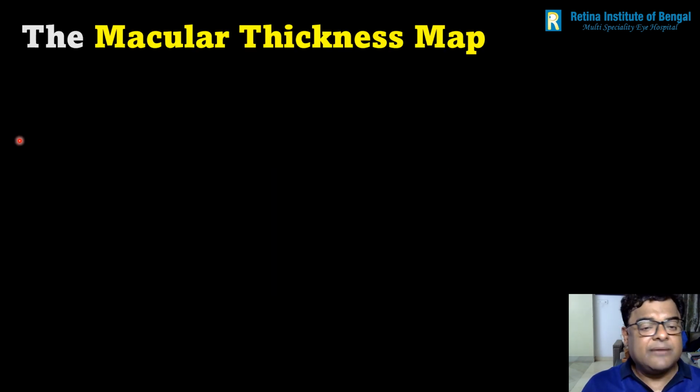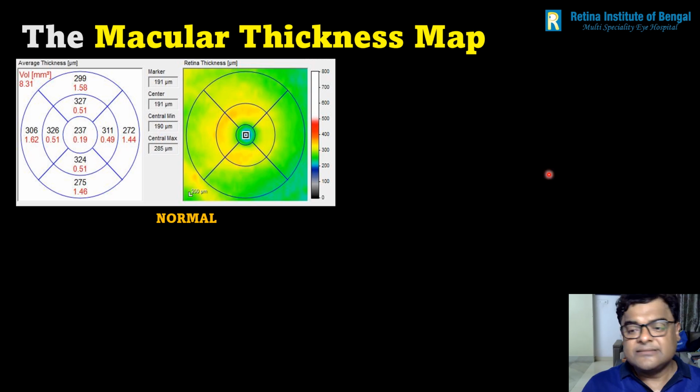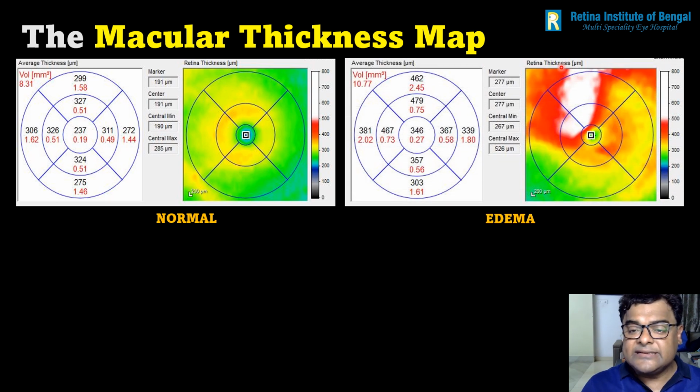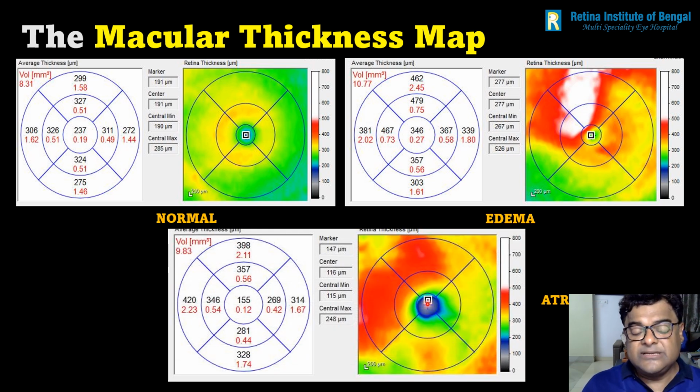Next, you look at the macular map. The macular map, what do you see there? So it normally looks like this, but there may be some red or white areas, which suggest thickening in those zones, or there may be increased blue areas in the center or in the periphery, usually in the center, which suggests atrophy.